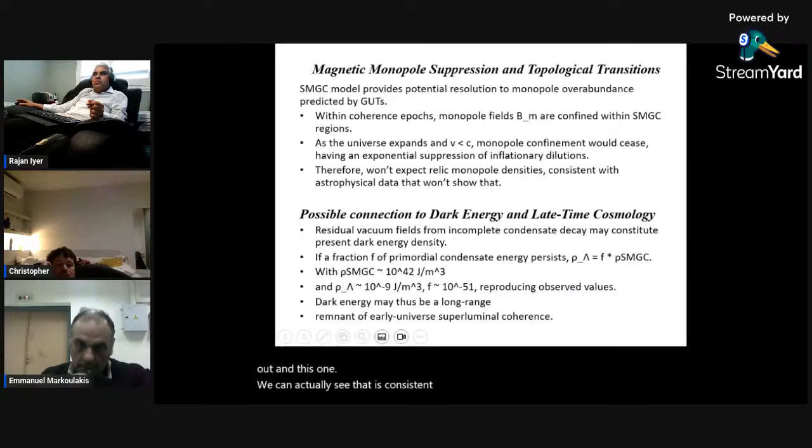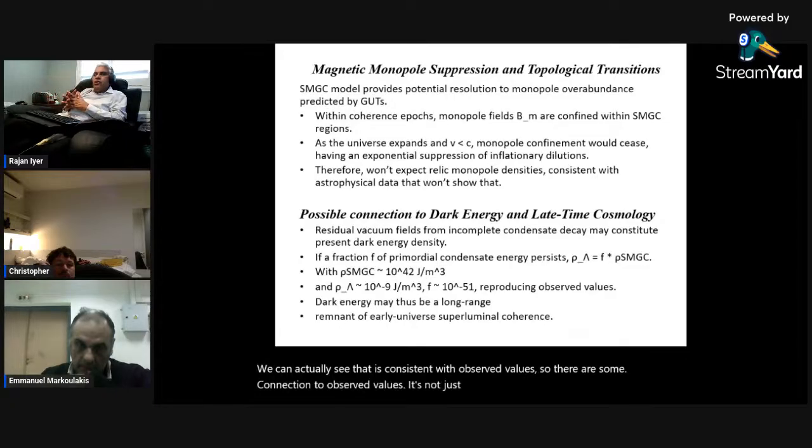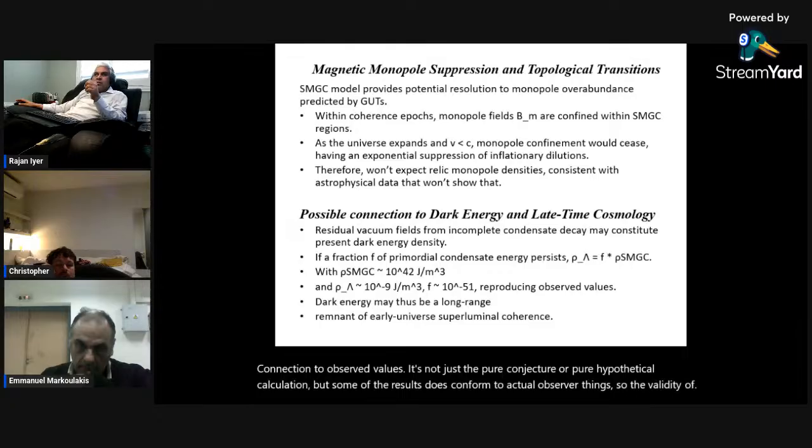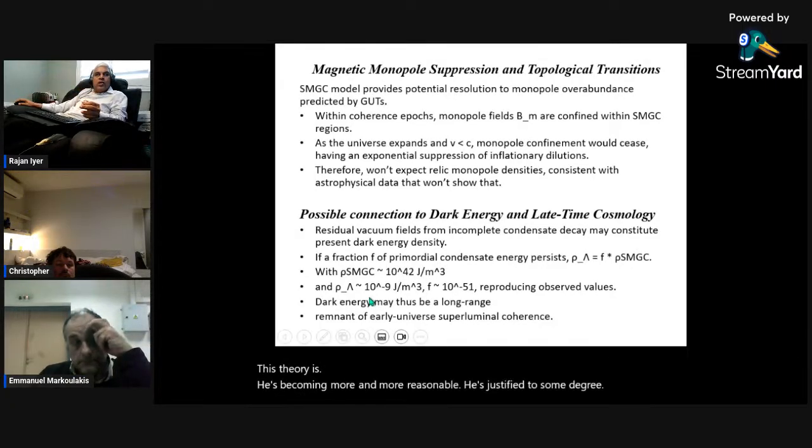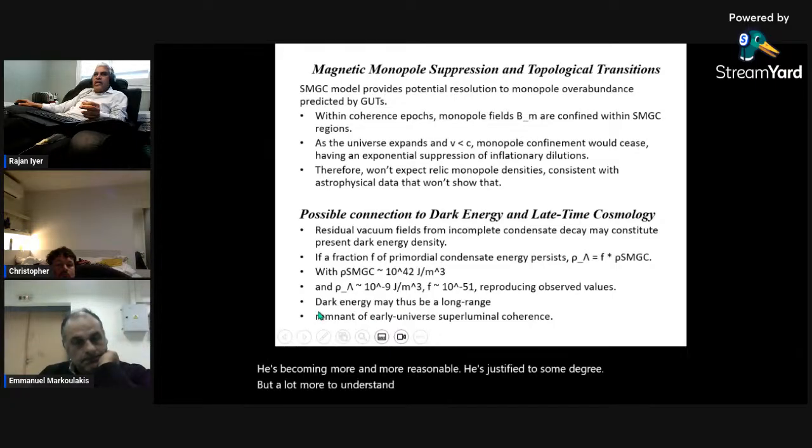So there are some connections to observed values. It's not just a pure conjecture or pure hypothetical calculation, but some of the results do conform to actual observed things. So the validity of this theory is becoming more and more reasonable. It's justified to some degree, because there's a lot more to understand, of course, before we can say this is the theory. So dark energy may thus be a long-range thing, remnant of early universe superluminal content.